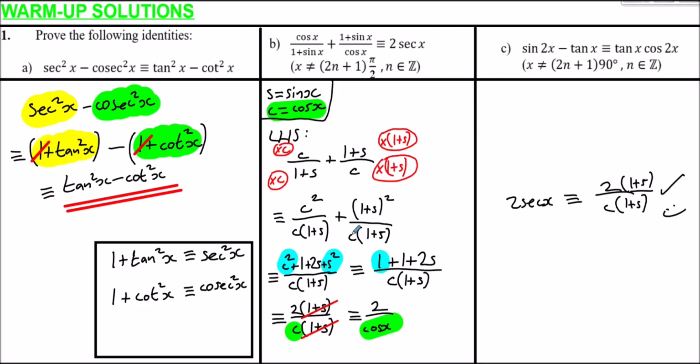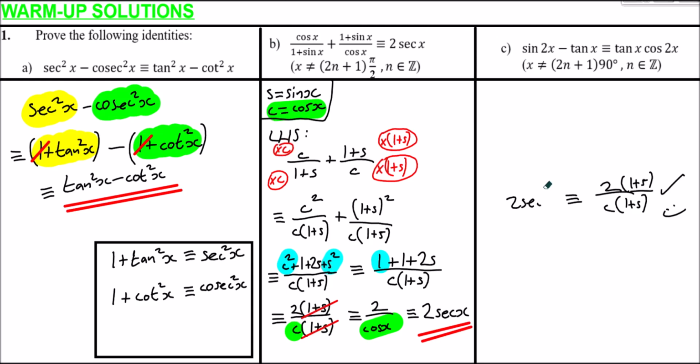By the way, doing sine x as s, cos x as c is completely optional. You don't need to do this. It's just my suggestion because I think it saves time. And 1 over cos is defined as sec, so therefore we're done. So that becomes 2 sec x, which is the right-hand side, so we've reached our target.